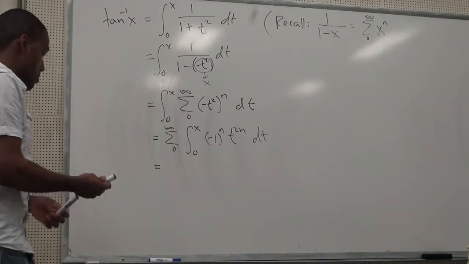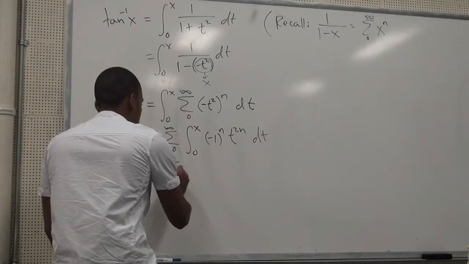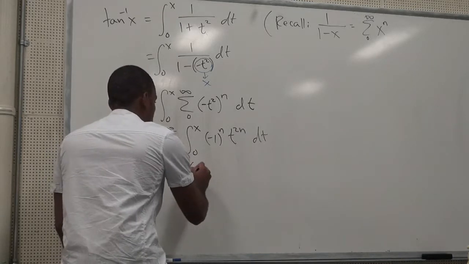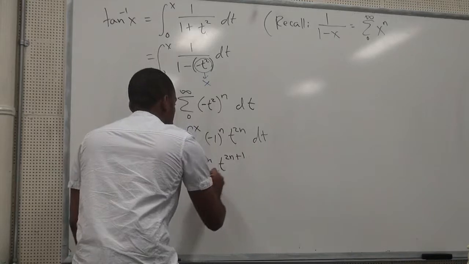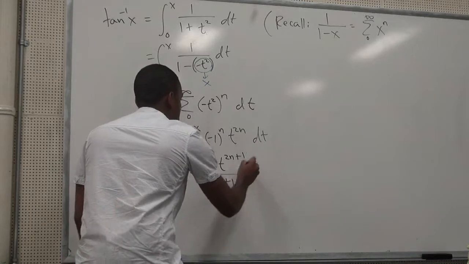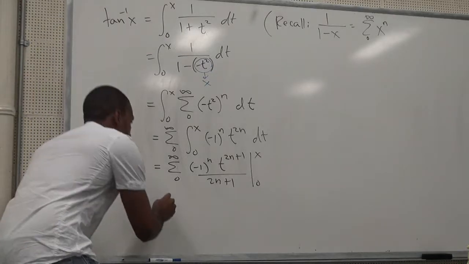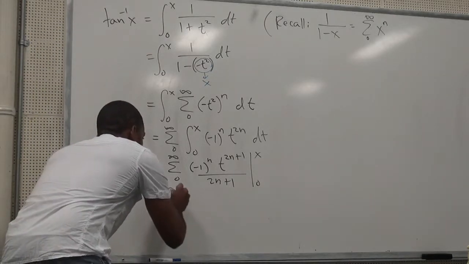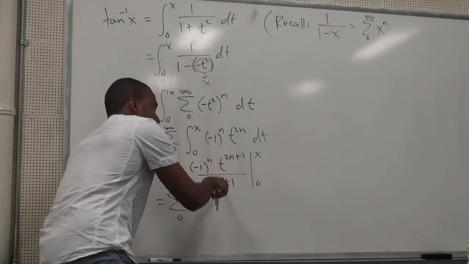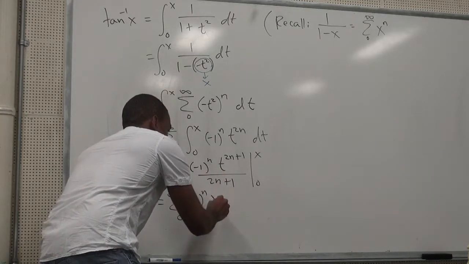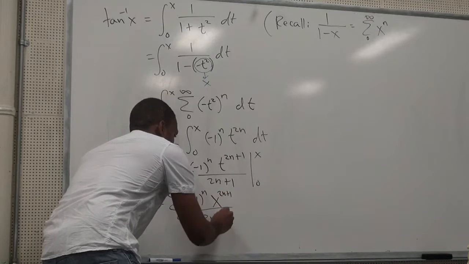Great. So now you just integrate this term by term. You add 1 to the power, divide by the new power, and plug in 0 and x. Plug in 0, everything dies, plug in x. And negative 1 to the n is still constant, as far as t is concerned. So this is just x to the 2n plus 1 over 2n plus 1.